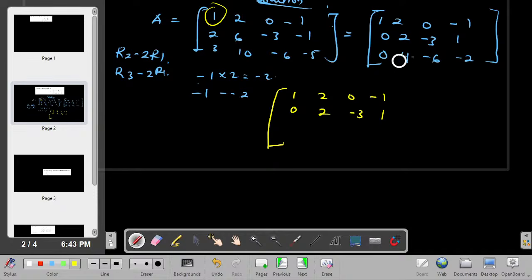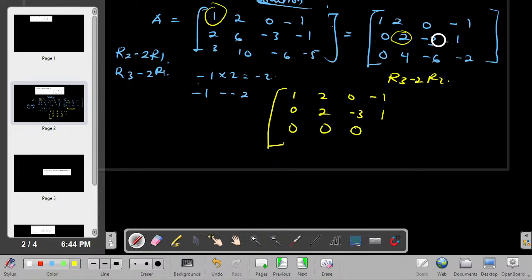You can clearly see that I can get rid of this 4 by just multiplying 2 by these 2. So my row operation becomes what? Row 3 minus 2 times row 2. As simple as that. So that becomes 0. When I subtract, I get 0, right? Then 2 times negative 3 is negative 6. When I subtract, it becomes negative 6 plus 6, which gives me 0 as well.